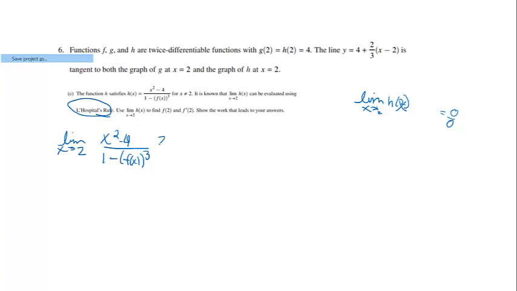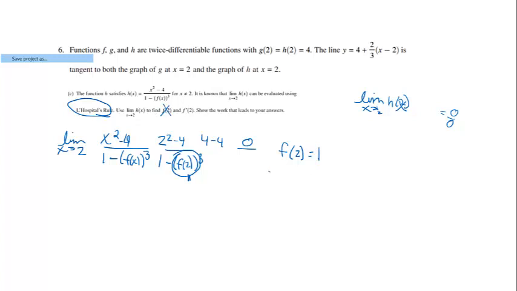So if I plug in 2, I get 2 squared minus 4. 4 minus 4 is definitely 0. So we did get 0 on the top. And then in the denominator, I'm going to get 1 minus f of 2 cubed. All right, so I know that in order to get 0 in the denominator, this right here is going to have to equal 1, which basically tells me that f of 2 is going to have to equal 1. So now I have just found one of the things they asked me for.